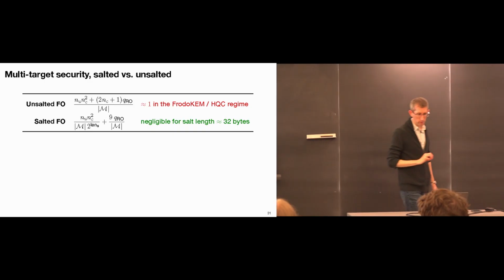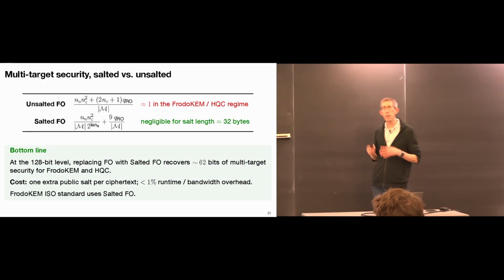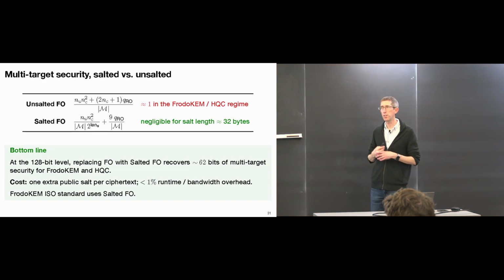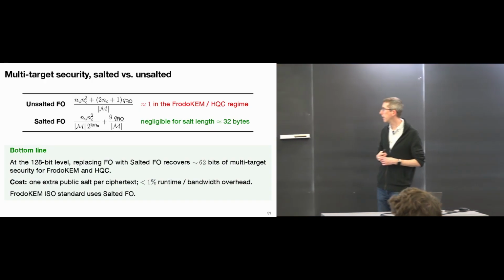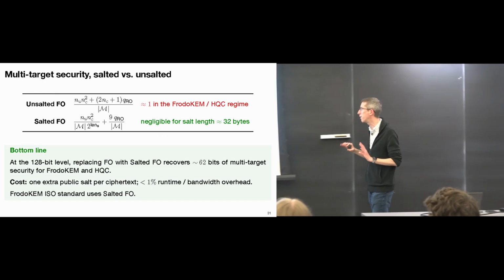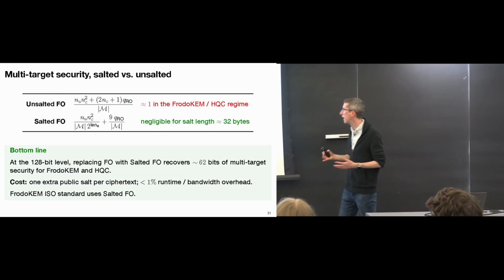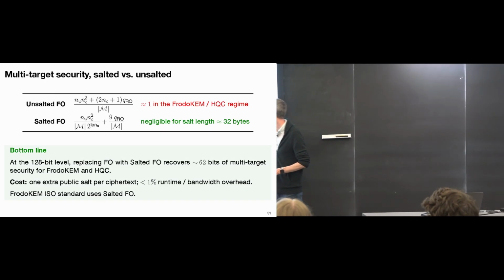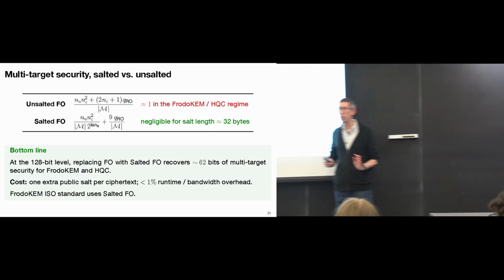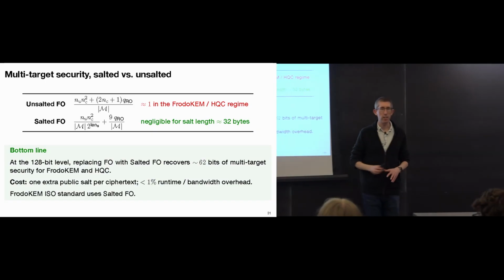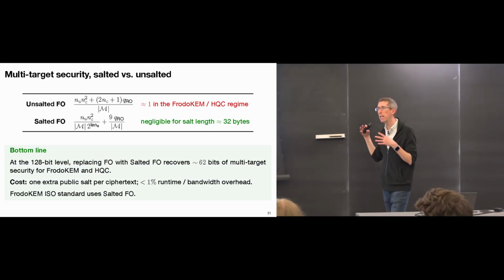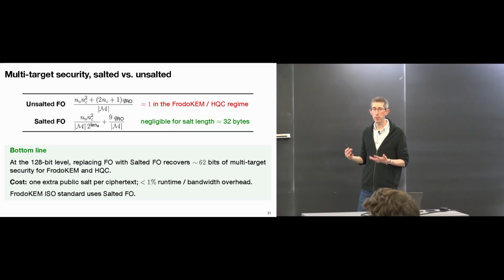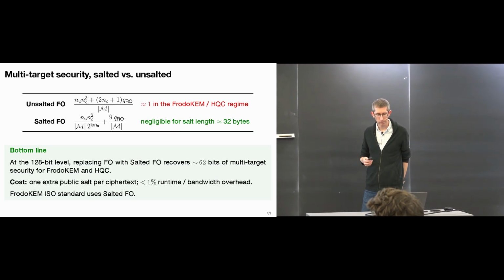Okay. Right. And so this really does recover the multi-challenge security that we might want. Okay? And it does so with a fairly minimal overhead. So 32 bytes of communication and less than 1% extra computation. And so this tweak is included in the version of Frodo that was standardized by the International Organization for Standardization.